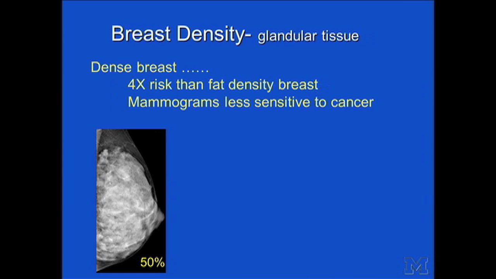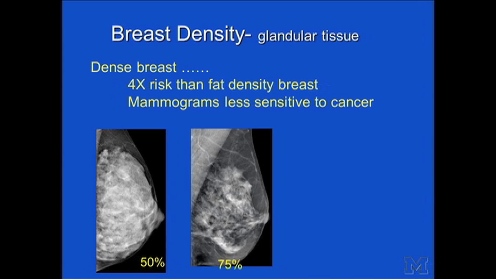So I'll show you some examples. Here is a woman with a very dense breast. It's all white, and cancer is white. So good luck finding white inside of white. In a mammogram like this, we will find cancer only half the time. We just can't see it the other half of the time. So 50% sensitivity.